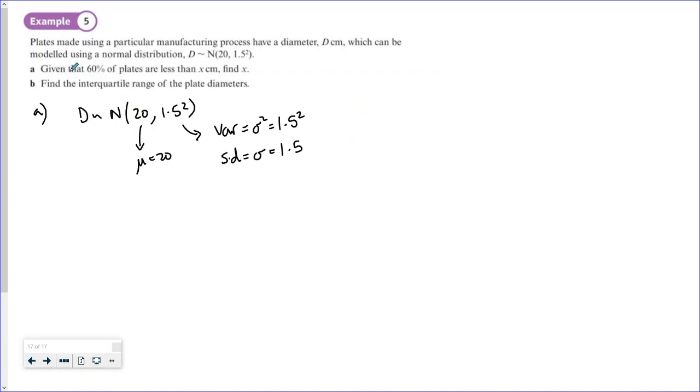So in part A, we're given that 60% of the plates are less than X centimetres. We need to try and find out what X is. So another way of writing this would be to say that the probability of the diameter of a given plate being less than X is 60% or 0.6. So let's try and draw out this distribution for the diameter.